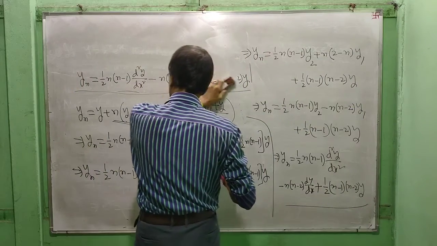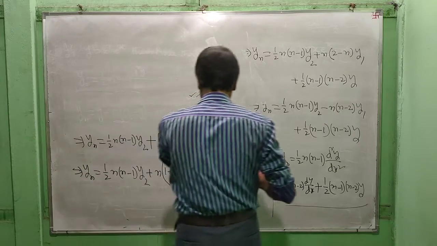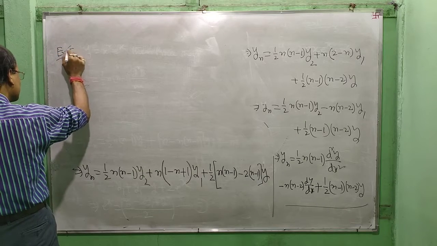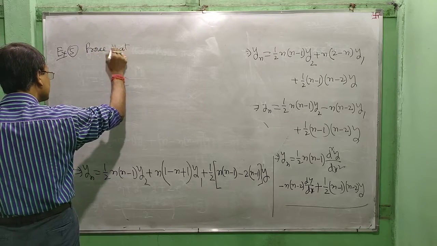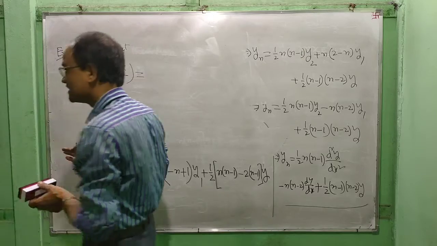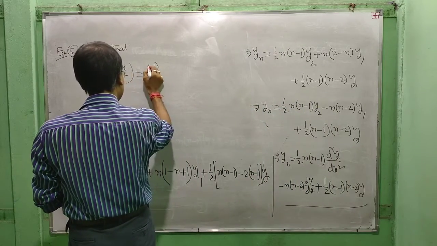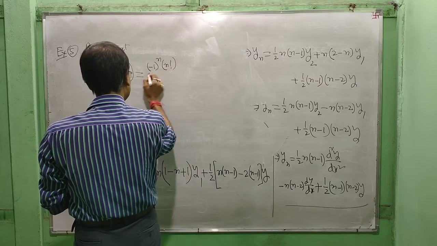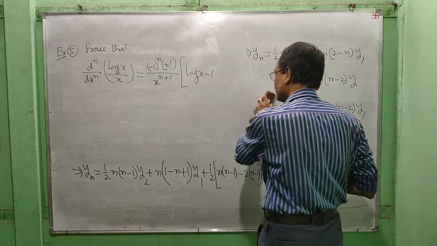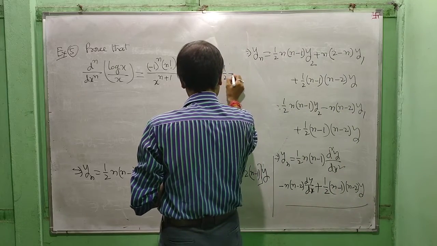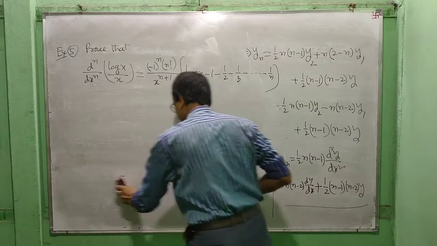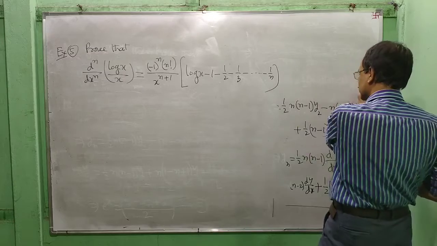Let us take another problem. Problem number 5. Prove that the nth differentiation of log x by x is equal to minus 1 whole to the power n factorial n divided by x to the power n plus 1, log x minus 1 minus 1 by 2 minus 1 by 3 minus 1 by n. We have to prove this.